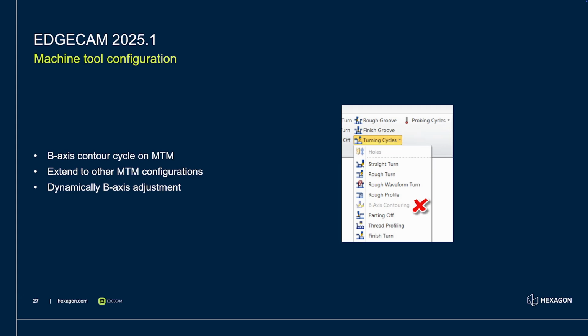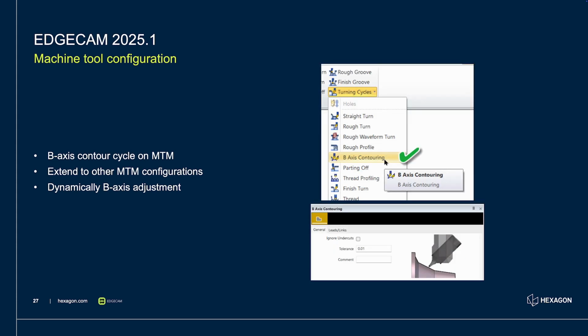The other one that I'd quickly like to talk about is machine tool configuration, because we still do need to think about the lots of different machine configurations that come out on the marketplace, turn mill. This is in the MTM area. What we didn't used to support, certainly for a head type configuration, is B-axis contouring. It just wasn't possible. Now B-axis contouring is possible on the MTM configuration. We intend to extend that support for the B-axis contouring cycle in the other configurations of MTM in future releases.